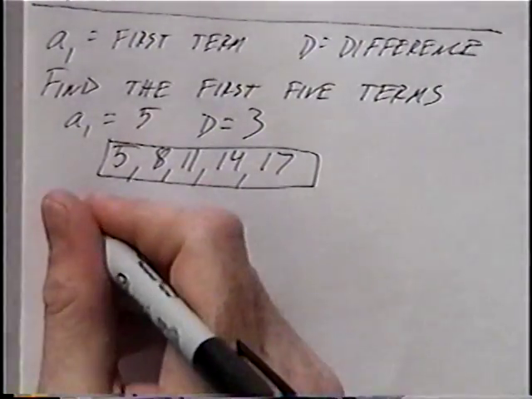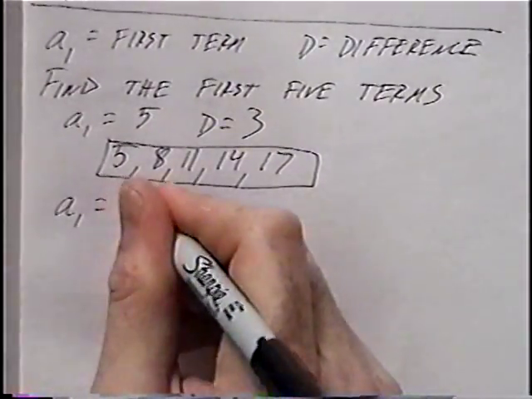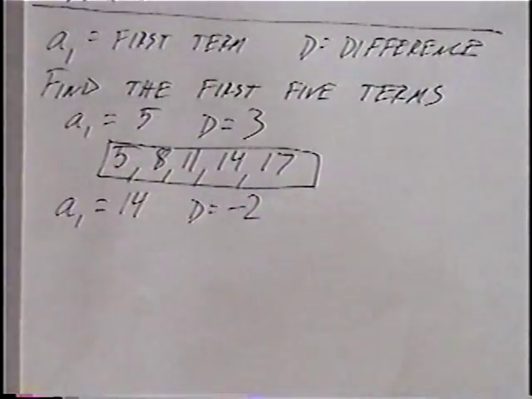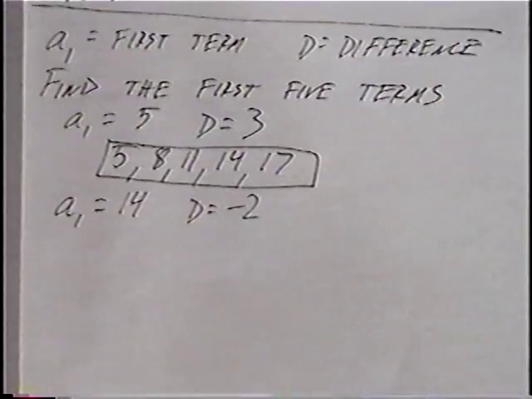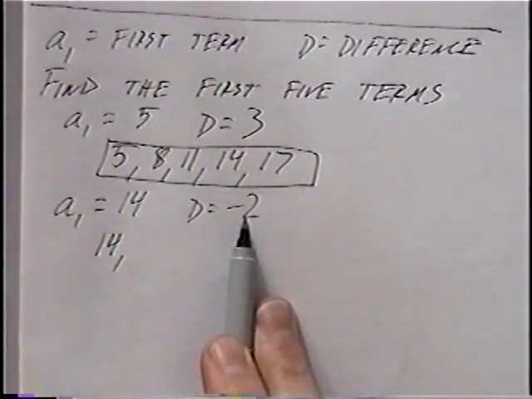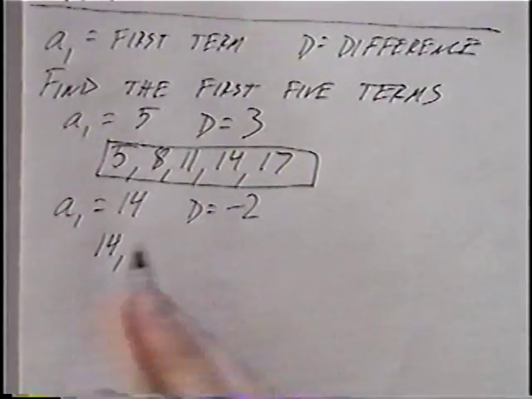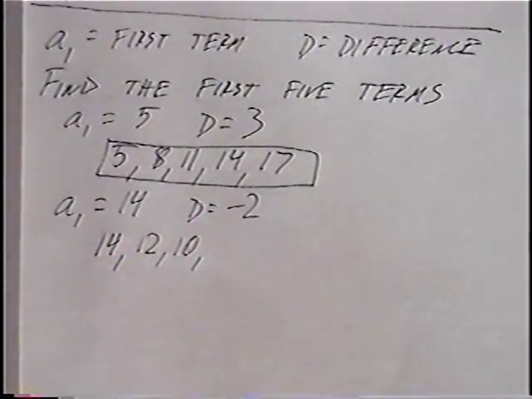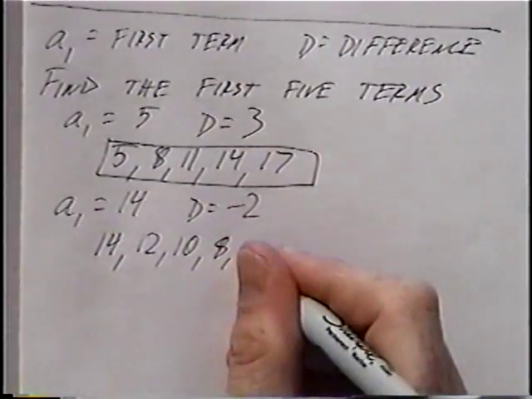Next question and last question for the section. A sub 1 is 14, and D equals a negative 2. The negative 2 represents the sequence decreasing or getting smaller. First term again would be 14, and each term after that increases or decreases by a negative 2. 14 minus 2 would be 12, minus 2 again would be 10, and again we'll continue for 5 terms, which would be 8 and then 6.